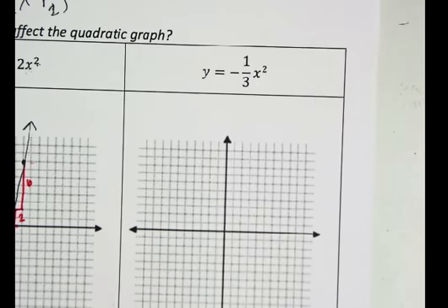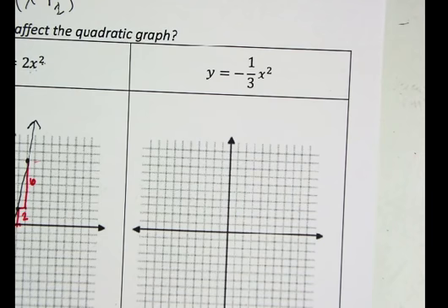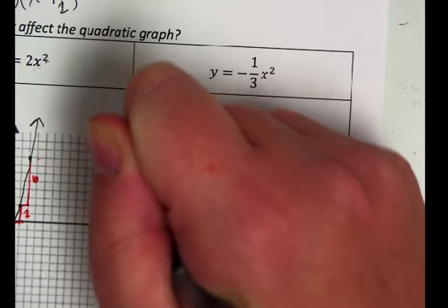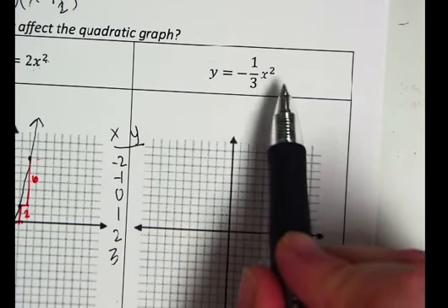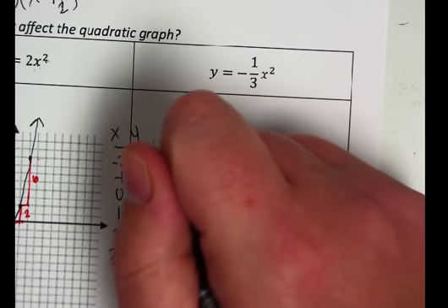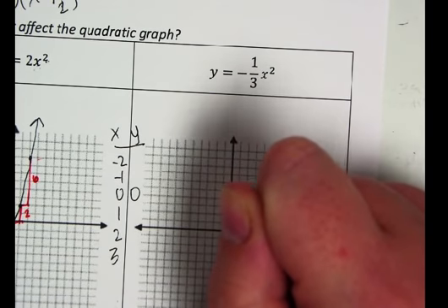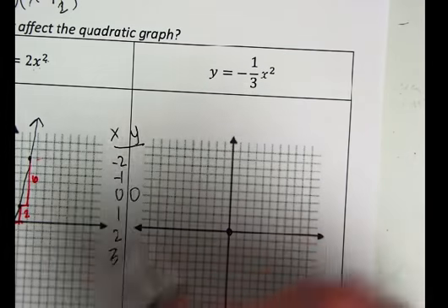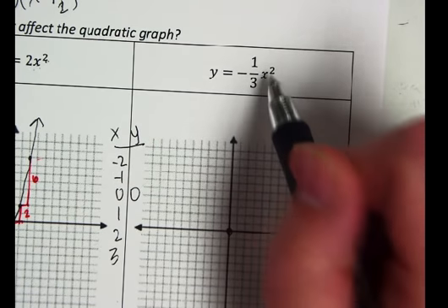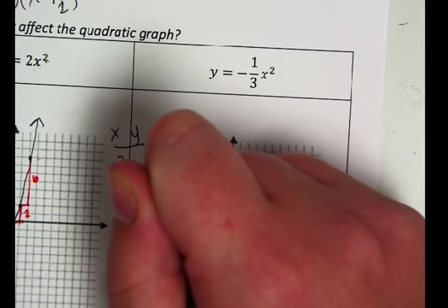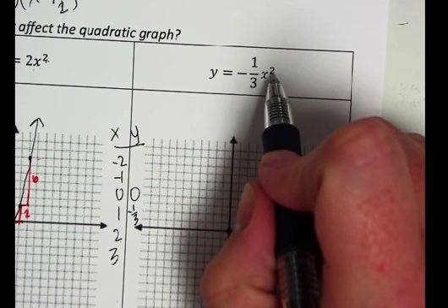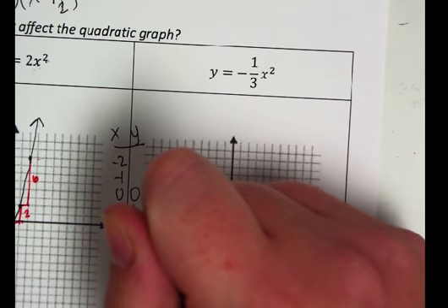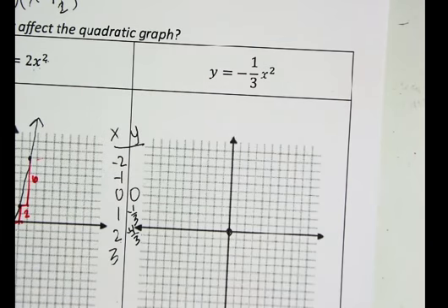Okay, so the last example, well, what happens if a is negative and what happens if a is less than 1? Let's make our table. Okay, so if x is 0, same thing as before, right? 0 squared is 0 times negative 1/3 is 0. So this one as well, we'll go through the origin. The next one, 1. 1 squared is 1 times negative 1/3 is negative 1/3. How about 2? 2 squared is 4. 4 times negative 1/3 is negative 4/3.